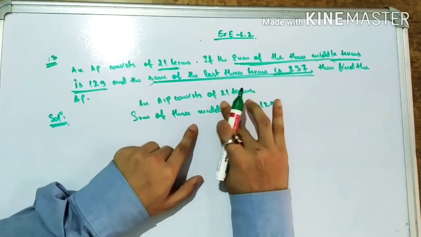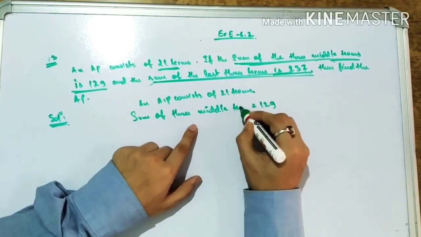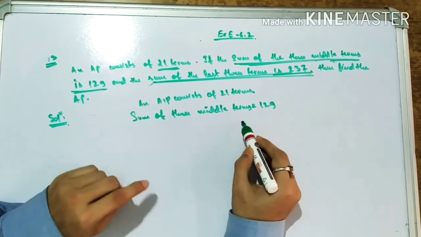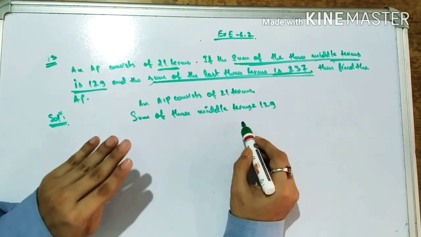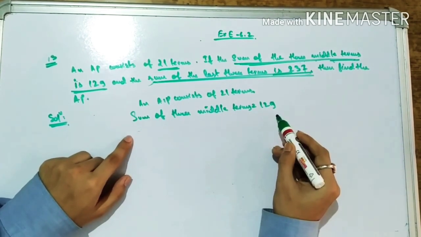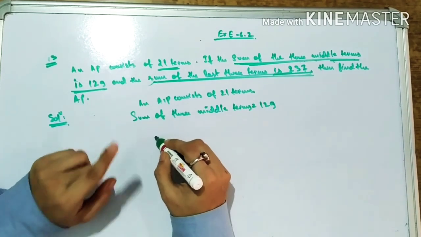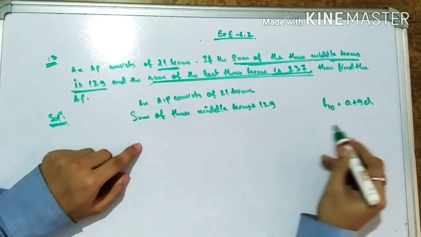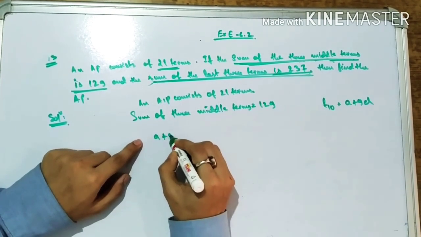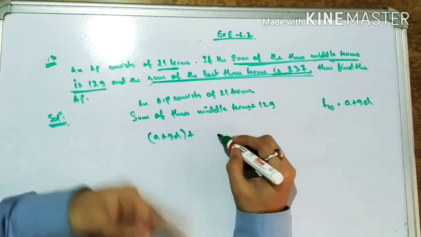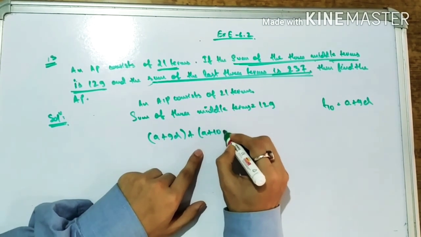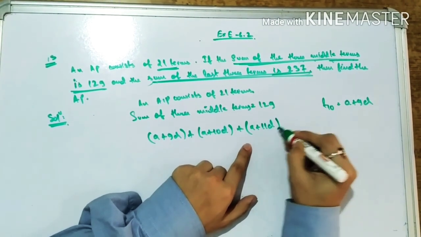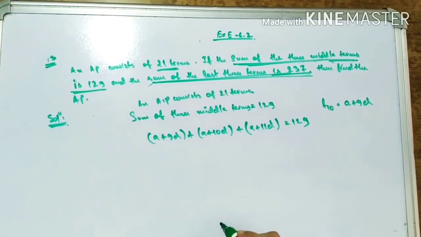Sum of the three middle terms is equal to 129, given. The three middle terms are the 10th term, 11th term and the 12th term, and their sum is 129. So I can write that the 10th term, T10, is a plus 9d, plus the 11th term, a plus 10d, plus the 12th term, a plus 11d, and this is equal to 129.